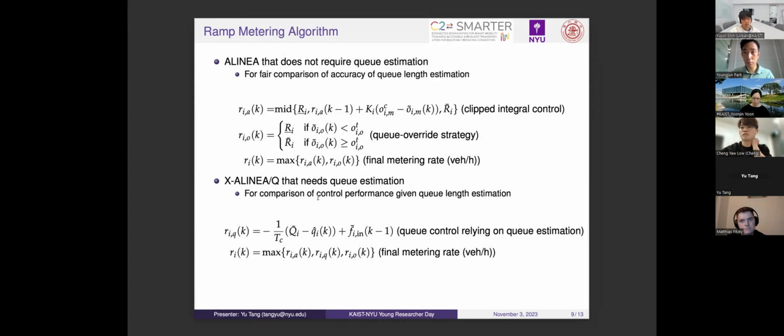So ALINEA actually does not require queue estimation. We consider this algorithm for fair comparison of accuracy of queue estimation. And we can see the X-ALINEA/Q algorithm for comparison of control performance given queue length estimation.